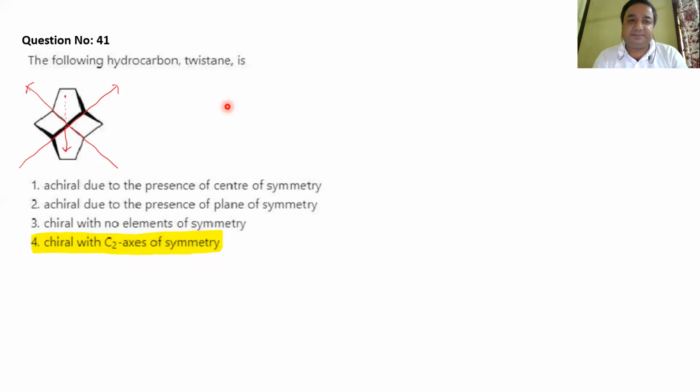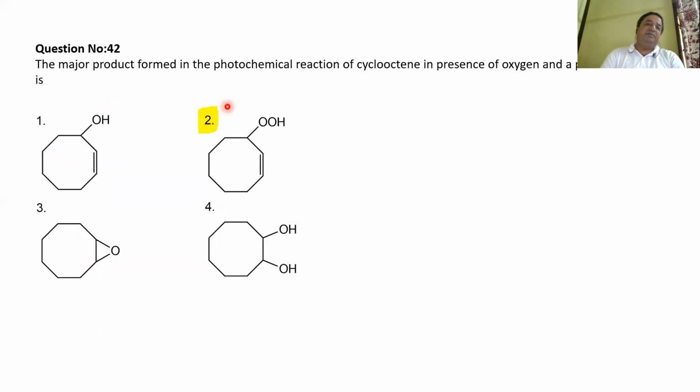Next, in question number 42, we have been given the task to identify the major product formed in the photochemical reaction of a cyclooctane in the presence of oxygen and a photosensitizer. A photosensitizer can be chlorophyll, or any dye like eosin Y or rhodamine B. These are basically photosensitizers which absorb light and convert it into chemical energy. Now, the options given here are as follows.